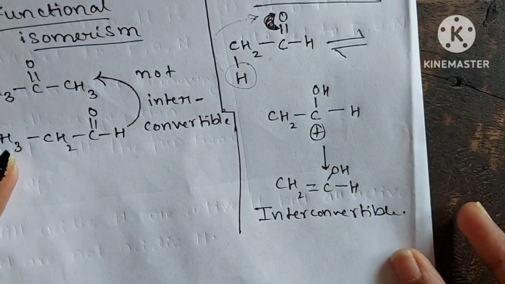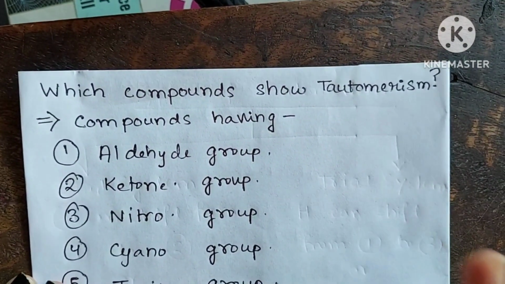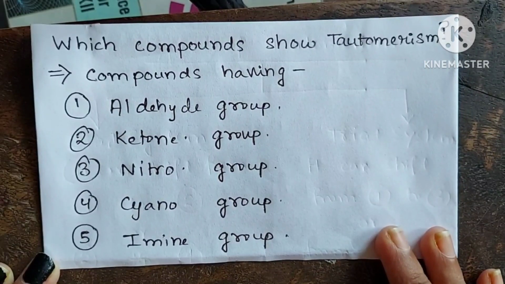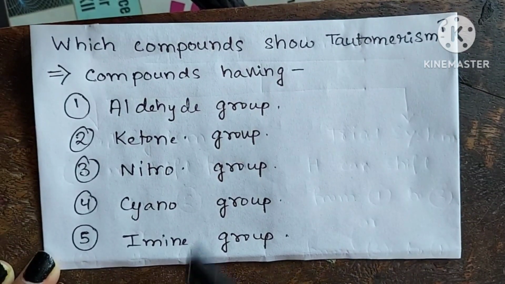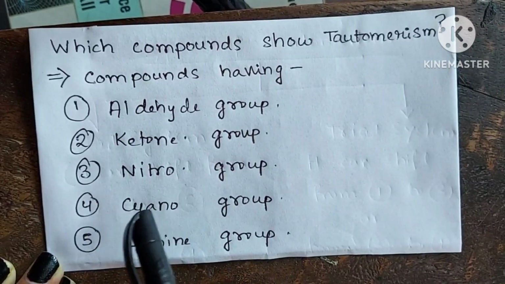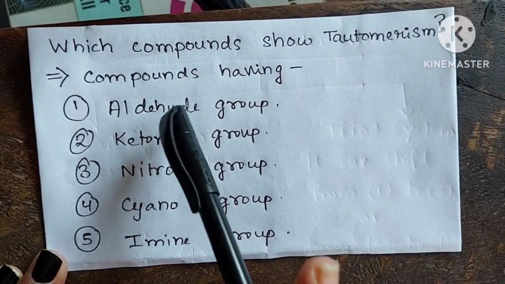Now we will study the types of compounds. See here, which compounds show tautomerism. These compounds will show tautomerism. There are 5 points here: compounds having an aldehyde group, ketone group, nitro group, cyano group, and imine group. First we will see the example of the aldehyde group.